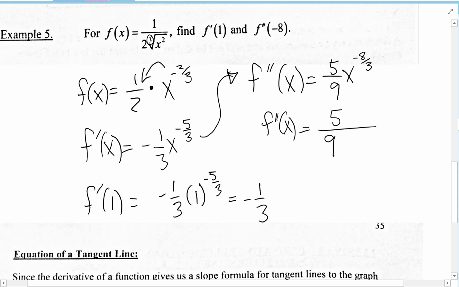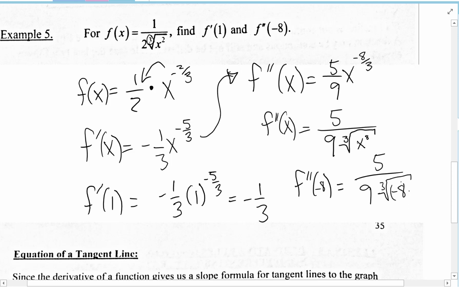I am more comfortable with root notation, radicals, so I'm going to write this as the cube root of x to the 8. Now the order of this does not matter. It could be cube root of x and then to the 8th, or the other way around. f prime prime of x is equal to, not of x, we want to plug in negative 8 now: 5 over 9 times the cube root of negative 8 to the 8th.